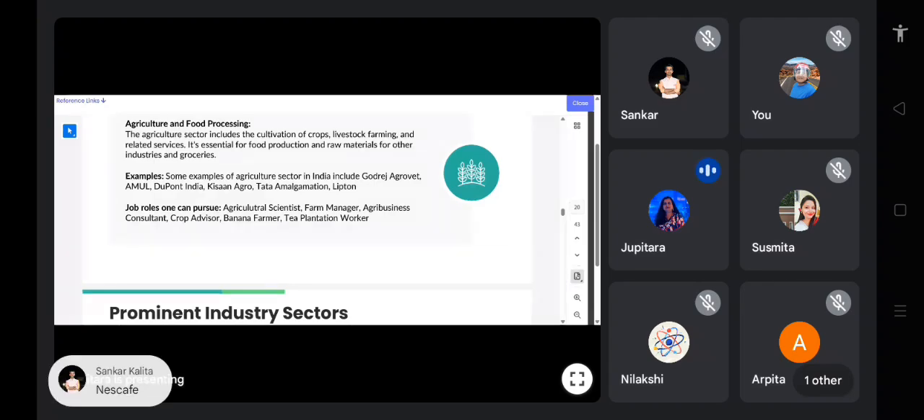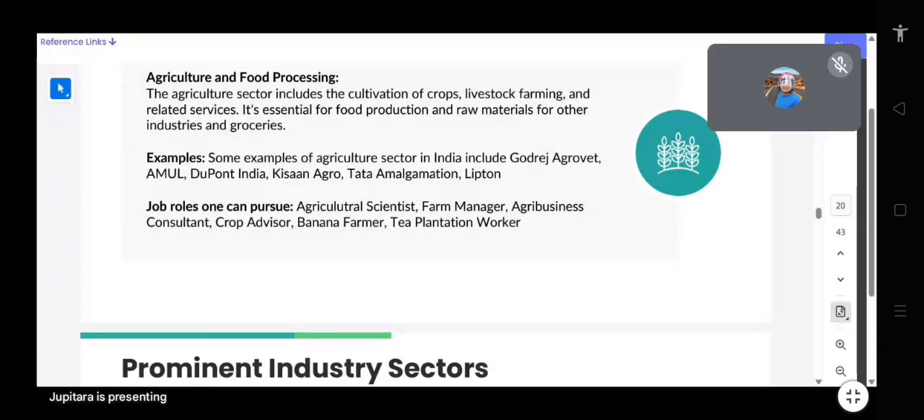So yes, Nescafe. Job roles which you can pursue in this particular sector are agricultural scientist, farmer, agribusiness consultant, crop advisor, banana farmer, tea plantation worker. So all these are different kinds of roles you can do in agriculture. Agriculture does not mean that you need to only be a farmer. There are different roles you can play, and you can also join companies which are providing help in the agriculture sector. And agriculture is one sector where you don't have to pay any kind of tax in India.